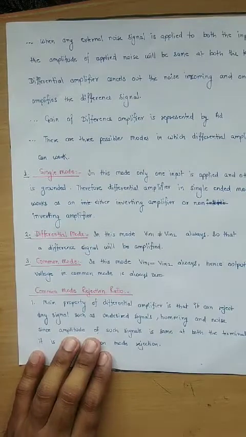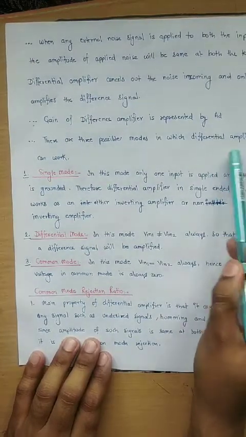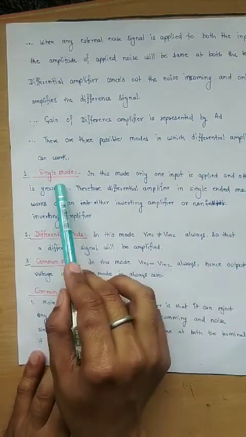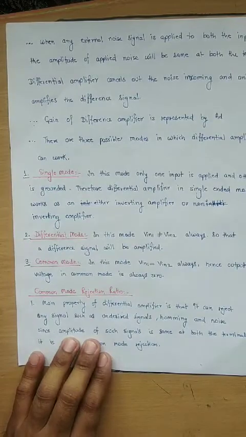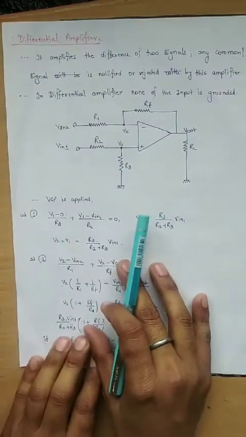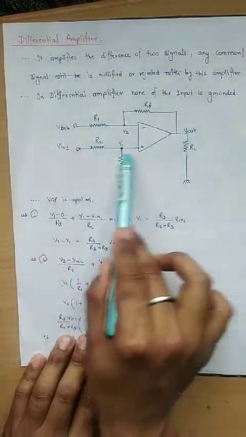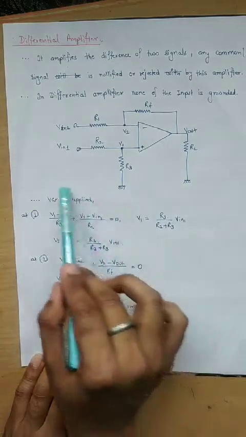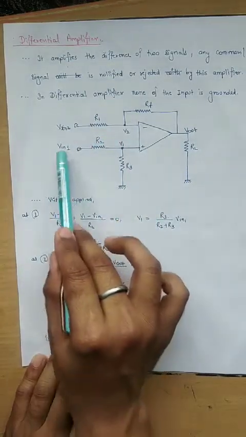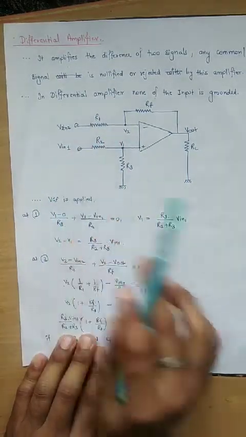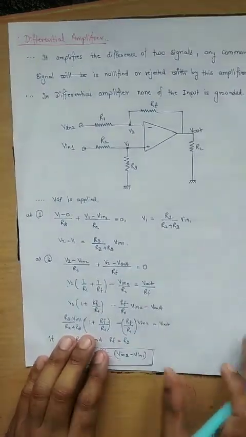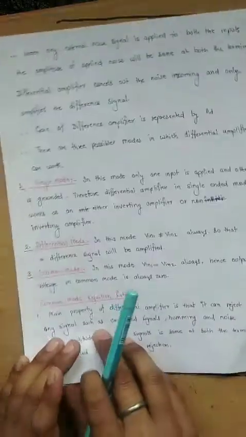There are three possible modes in which this differential amplifier can work. The single mode, in which only one input is applied. I told you, if input is applied at inverting terminal, then it will act as inverting amplifier. If input is applied at non-inverting terminal, it will be called as non-inverting amplifier. It will not be a differential amplifier anymore.